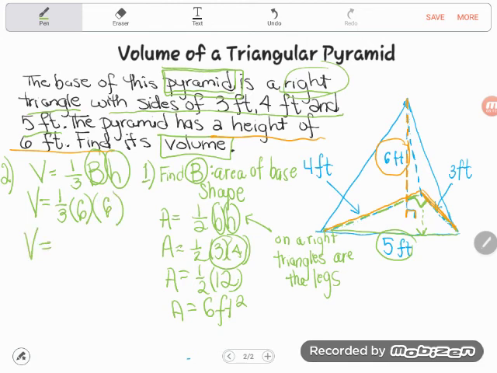And again, you could use your calculator, but I'm pretty good at taking a third of something in my head. If I want a third of 6, I'm just breaking 6 into 3 equal pieces. So that's 2. And then 2 times the remaining 6 gives me 12. That's a volume of 12. Now, 12 what? Volume is a cubic measurement, a 3-dimensional measurement. So that's going to be 12 cubic feet.